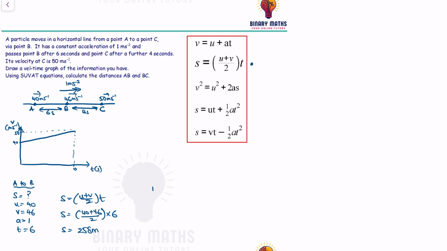You need to do the same thing from B to C. Setting up SUVAT for the journey from B to C, the displacement or the distance is what we're looking for. Initial speed is 46, final velocity is 50, acceleration is still 1, and the time is 4. Again, I'm going to use the displacement formula, u plus v over 2 times t. So S is equal to 46 plus 50 over 2 times 4. We put that into a calculator and end up getting 192 meters.